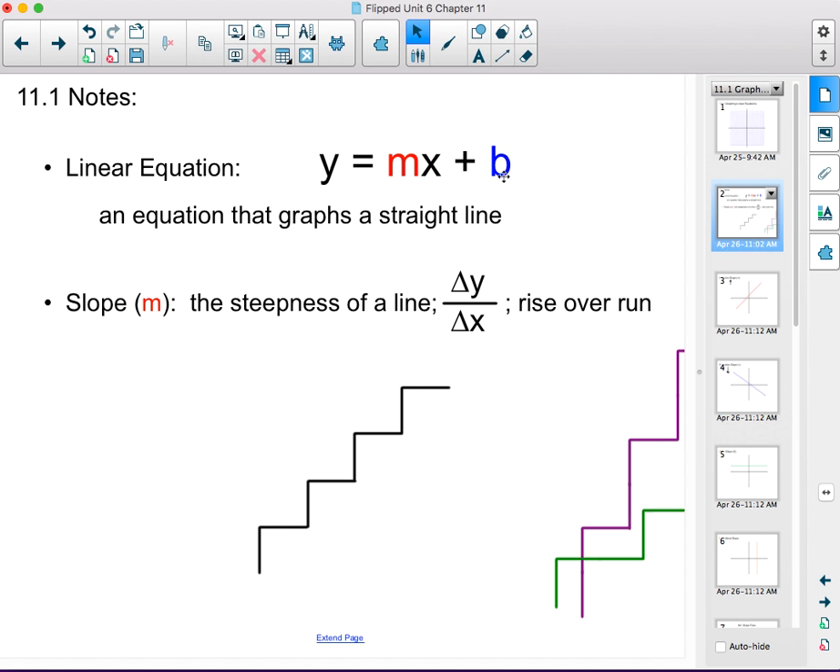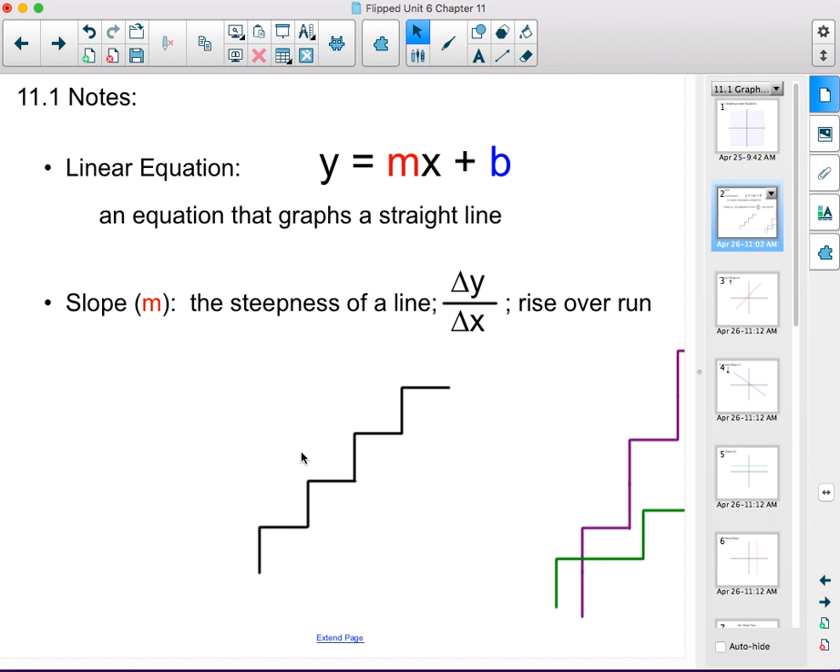The m and the b will not look like m and b in most equations. They're going to be numbers, and each number has its own purpose. The first number we want to talk about is the m number, and that number is called the slope. The slope is the steepness of a line. We calculate it using the formula delta y over delta x, and we often refer to slope as rise over run. This is all a review from Chapter 1 right here.